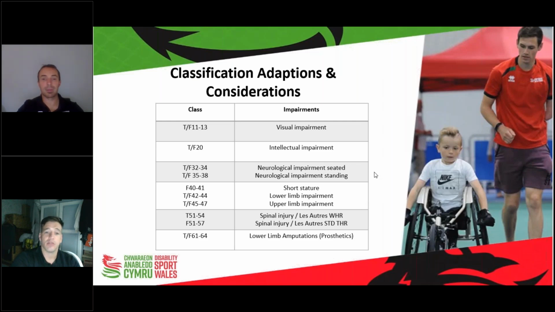They can run on their standard day legs. They don't need specific sprint blades to run on for a beginner. So just get them running and learning proper technique as you would with any athlete. And as they progress through the system, then funding becomes available to purchase running blades.